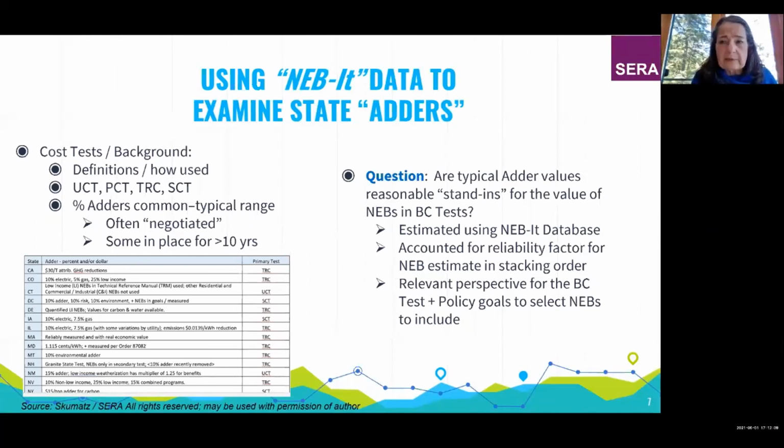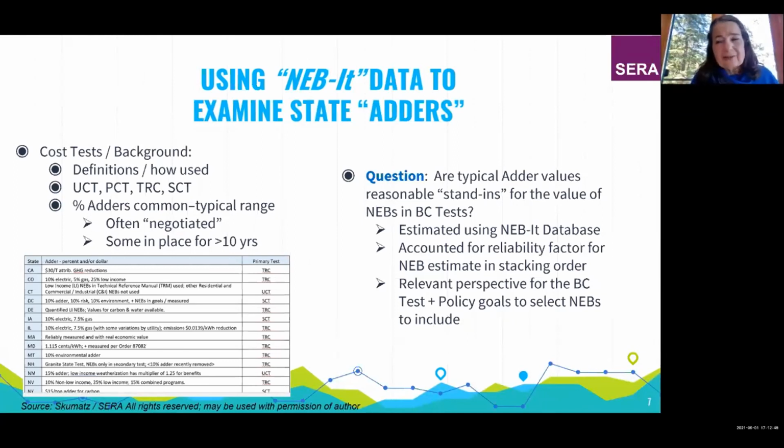A lot of states were reluctant to measure every single NEB, so they put in adders as proxies for these NEBs, and different states have different ones. Colorado uses 10% electric, 5% gas, and 25% low income. Many states don't use any adders, and some have other dollar adders. Others have a hybrid of dollars plus percentages, or percentages plus measured values, and so on. But in any case, if you're going to pick the one thing that's used most commonly, it's a percentage adder multiplied times the energy savings.